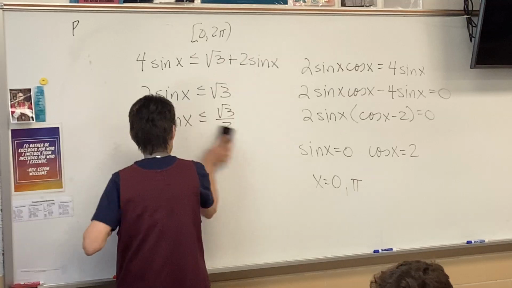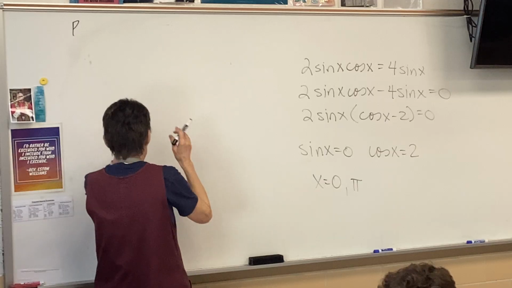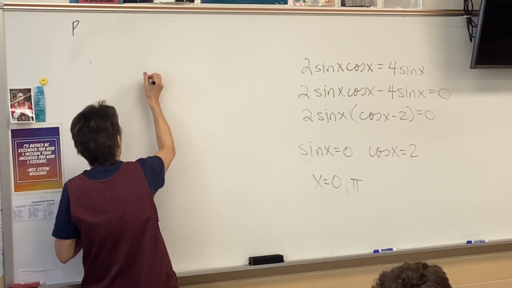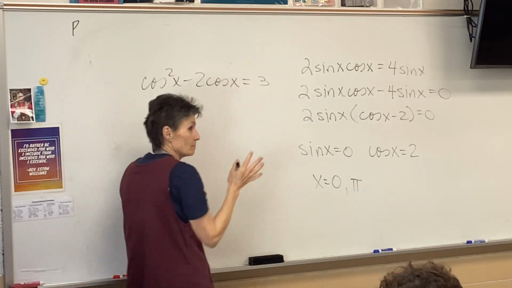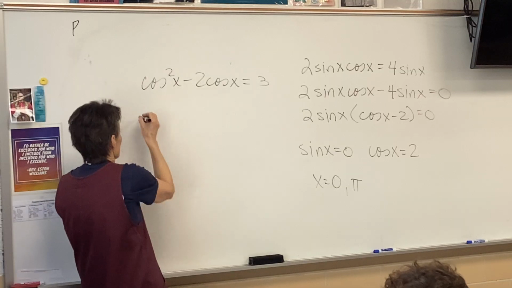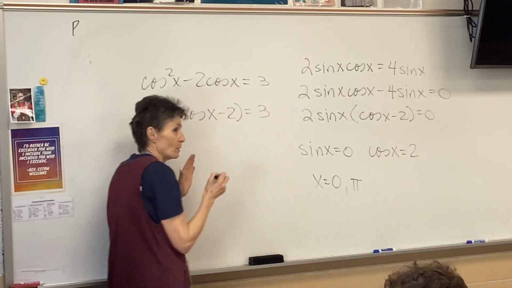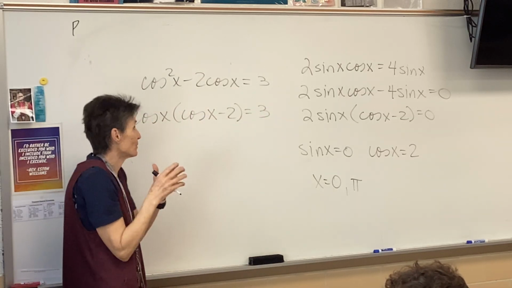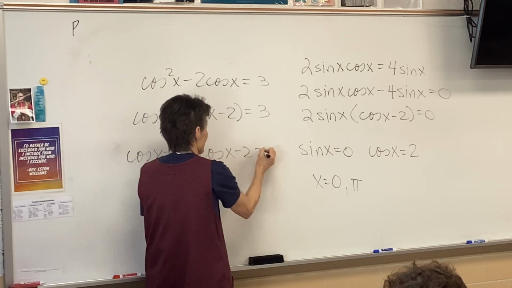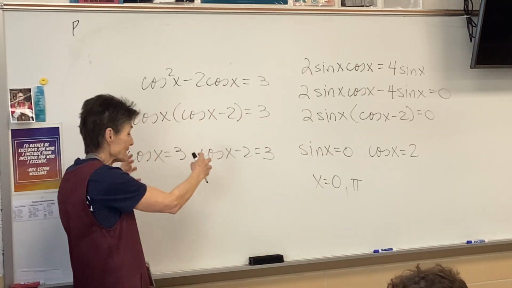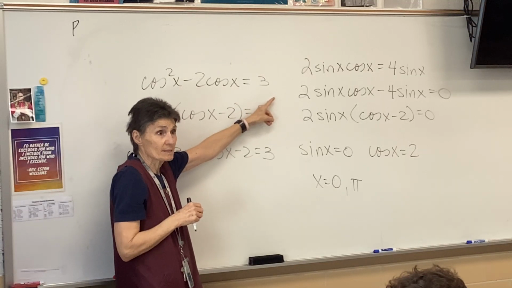and it kind of threw me off guard. This is not one of your problems, but a situation like this. Let's suppose you had cosine squared minus 2 cosine equals 3. It's okay to factor over here. I mean, I would because it doesn't take you anywhere. But what you absolutely cannot do then is say, okay, so cosine equals 3 or cosine x minus 2 equals 3. No, breaking it apart like that only works when your equation is set equal to 0.